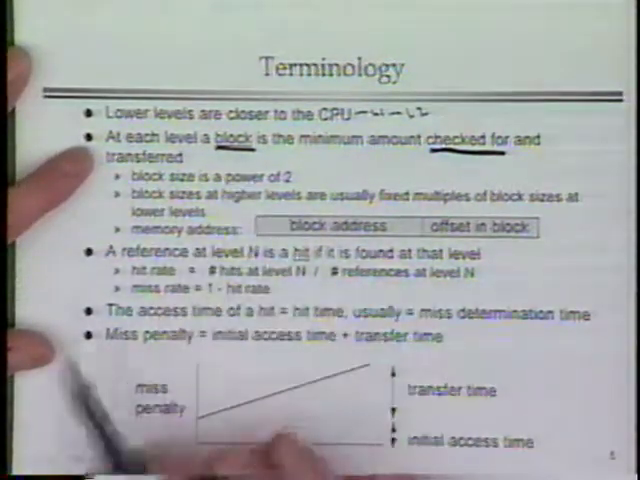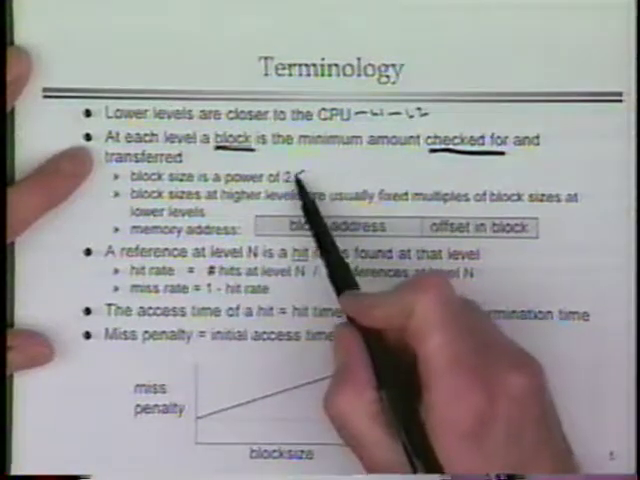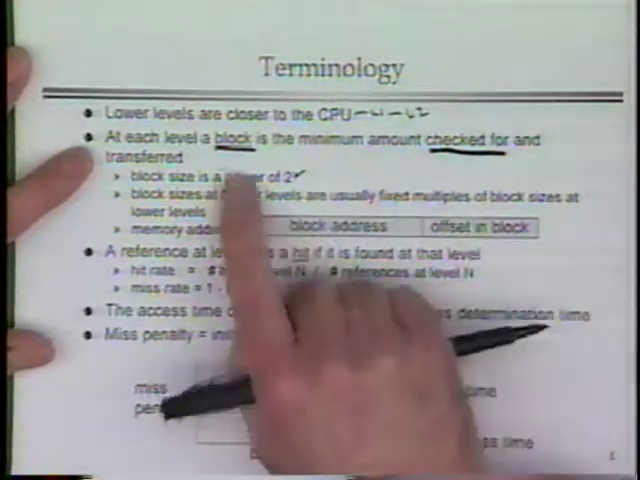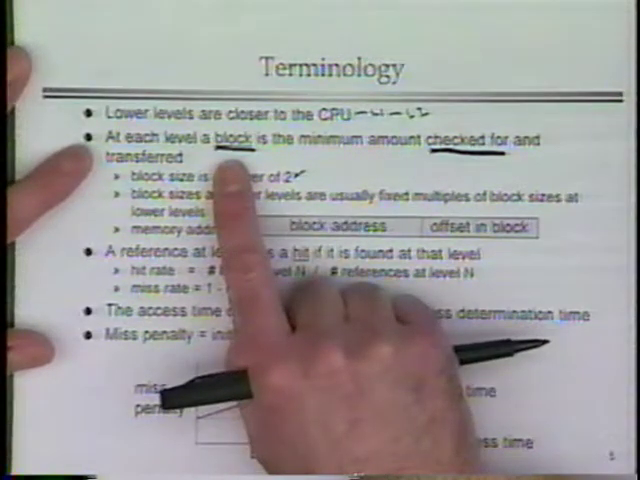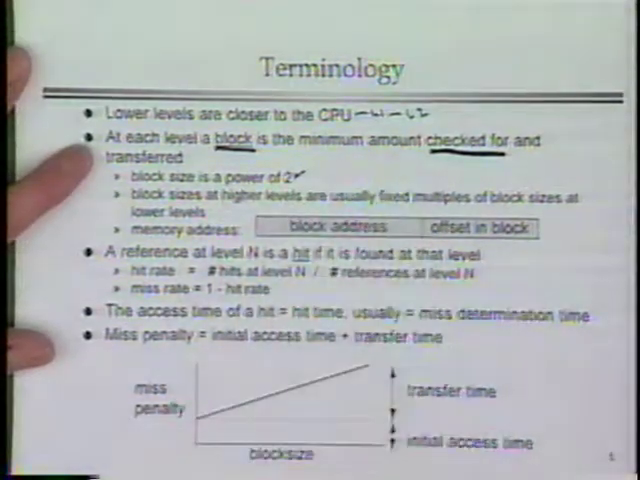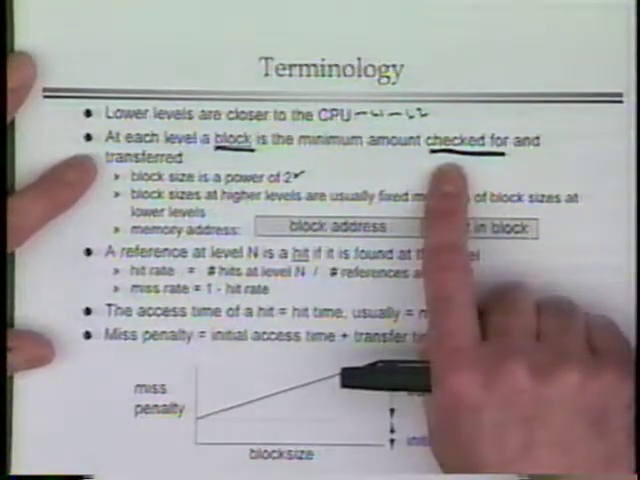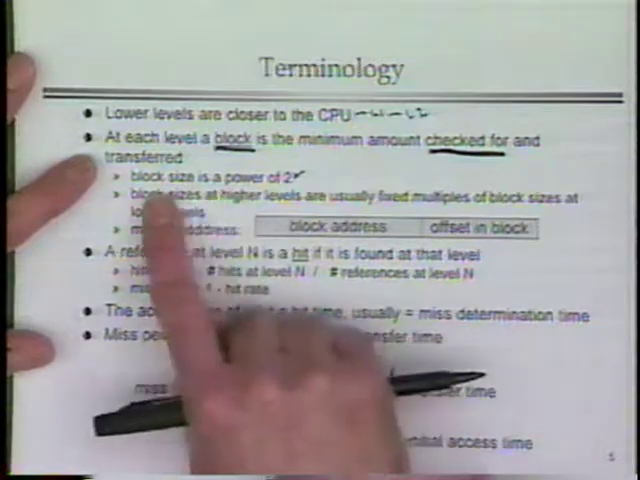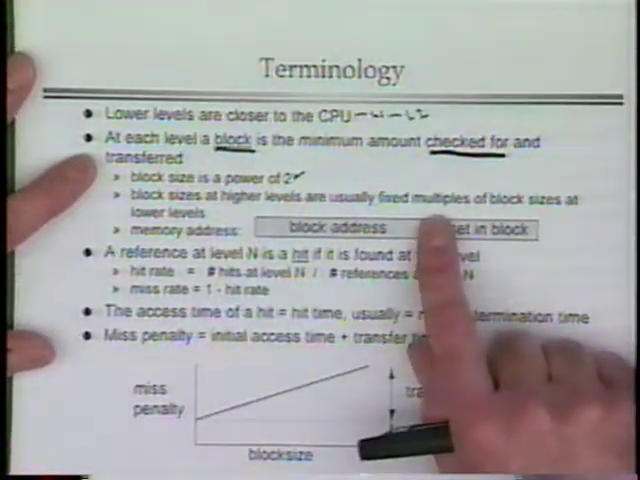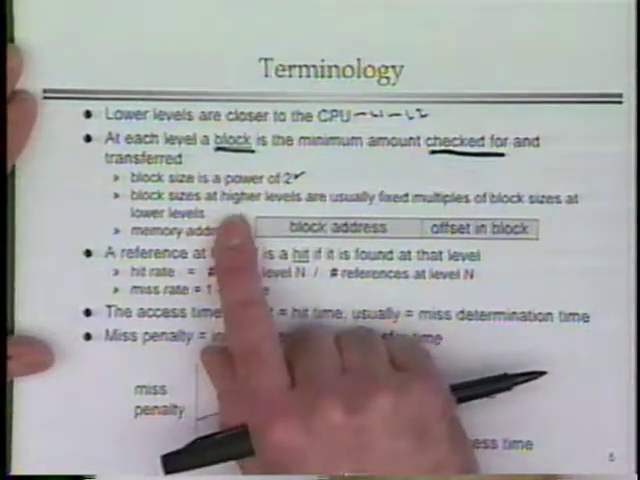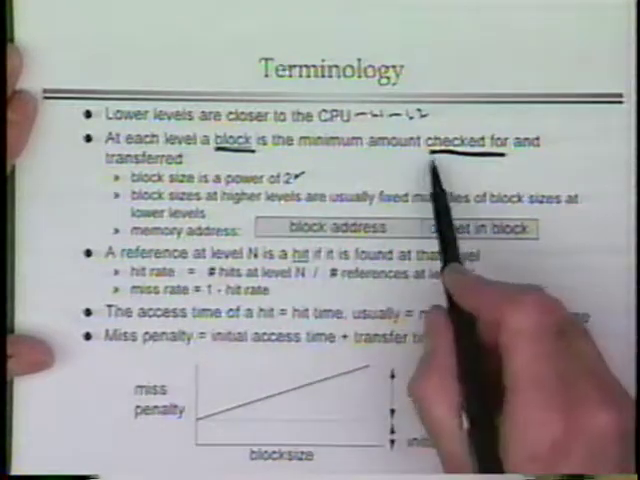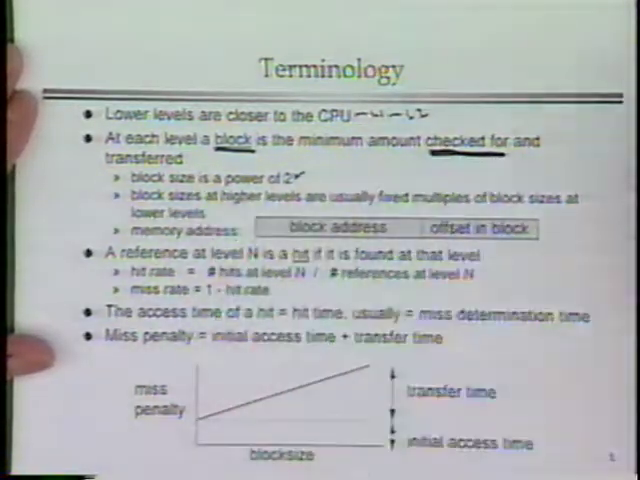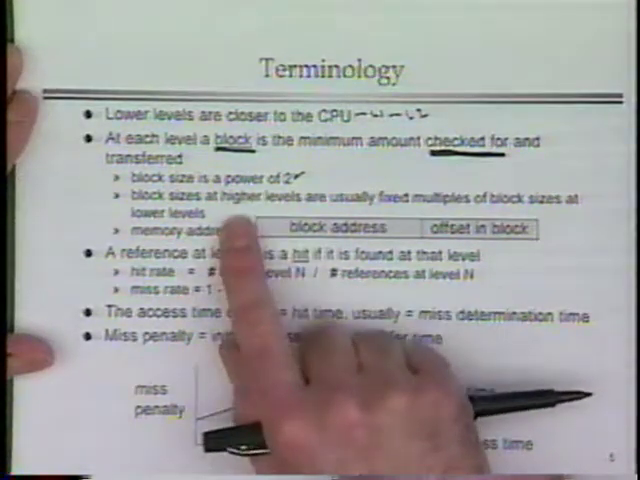So a block in a cache might be, it's almost always a power of 2, it might be 16 bytes. You check to see whether the byte you're looking for, or the word you're looking for, is one of those 16 bytes. And if it is, you transfer that entire block to the next level cache. We'll see some techniques, in fact, where although the amount checked for is a block, the amount transferred might be less than a block. So they're almost always powers of 2.